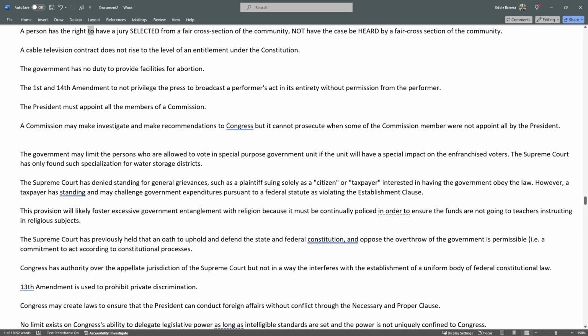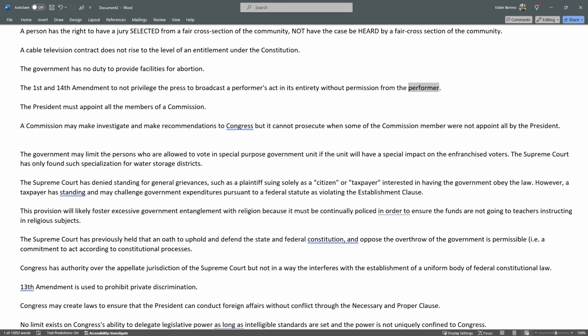A person has the right to have a jury selected from a fair cross-section of the community, not to have the case be heard by a fair cross-section of the community. A cable television contract does not rise to the level of an entitlement under the Constitution. The government has no duty to provide facilities for abortion, nor does equipment if it can reasonably be resold. The First and 14th Amendments do not privilege the press to broadcast a performer's act in its entirety without permission from the performer.